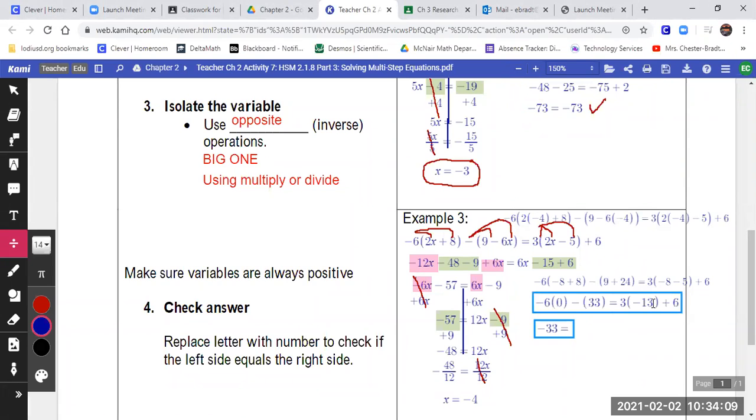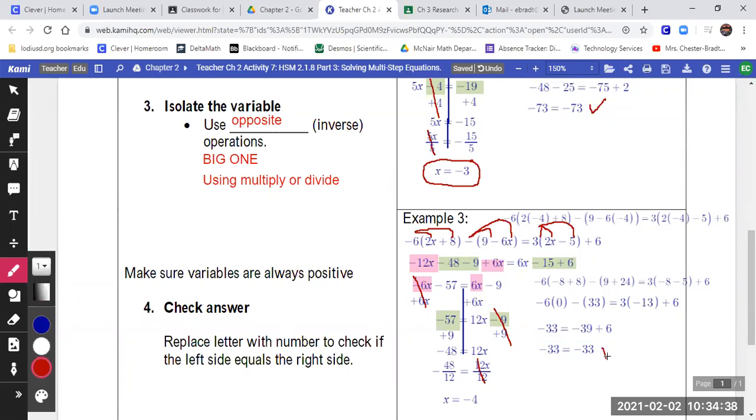Okay, what's 3 times negative 13? I know it's going to be a negative. 3 times 13 is how much? 39, plus 6, not 5, 6. Okay. Left-hand side, still negative 33. Right-hand side, negative 39 with negative 6. 39's bigger and it's negative. 39 takes 6 away, 33. Yay! It checked out. The final answer was negative 4.